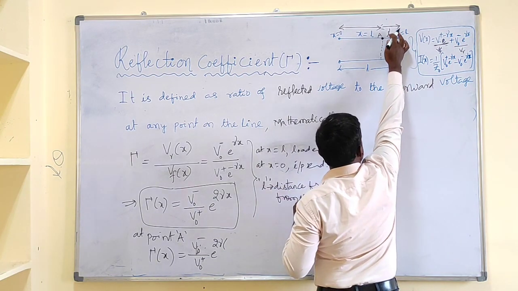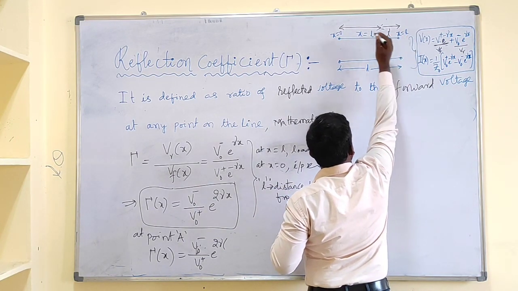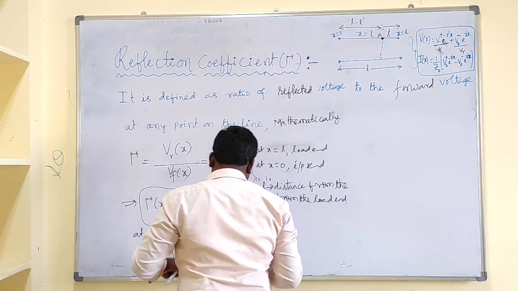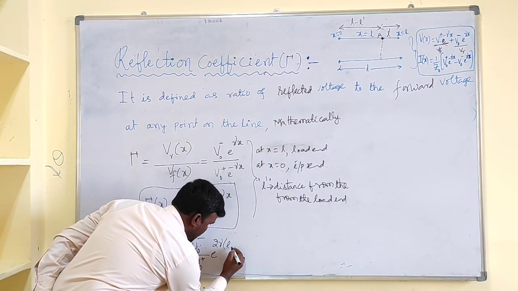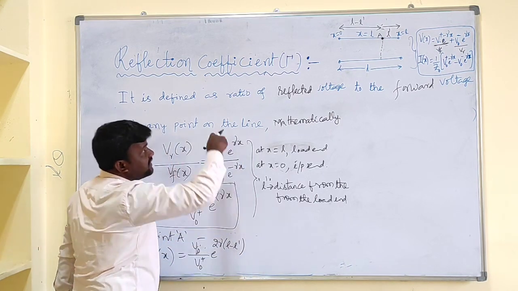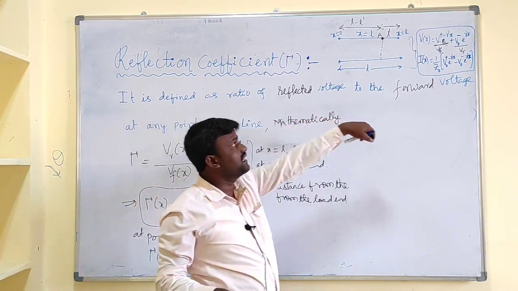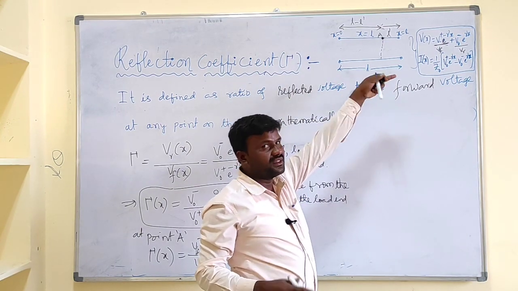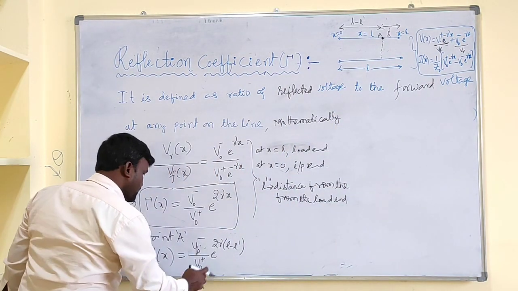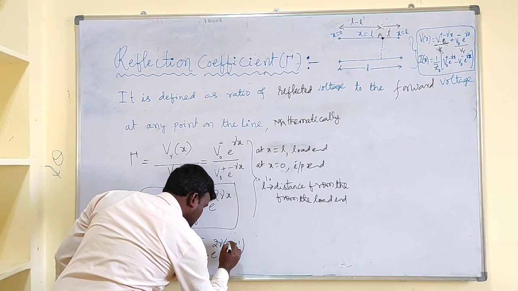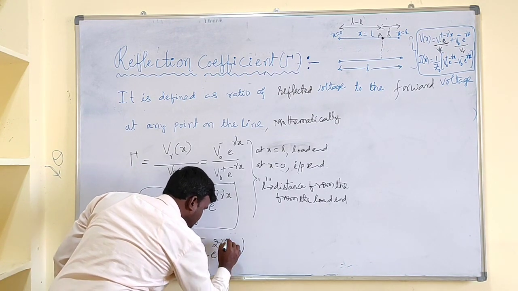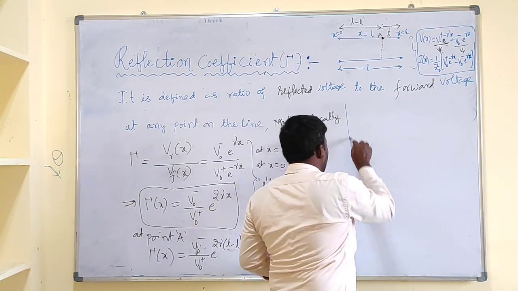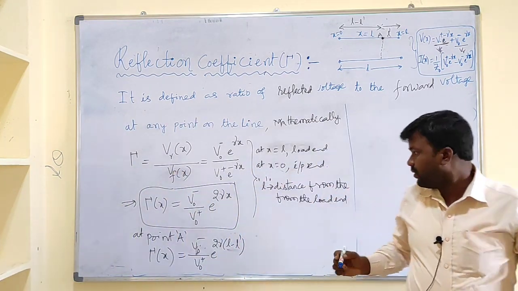We need to subtract L dash from L. So x can be taken as L minus L dash. From the source end, it has a distance of L minus L dash. If you add that L dash to it, we will get the total length L at the load end. So x equals L minus L dash. Now simplify that.